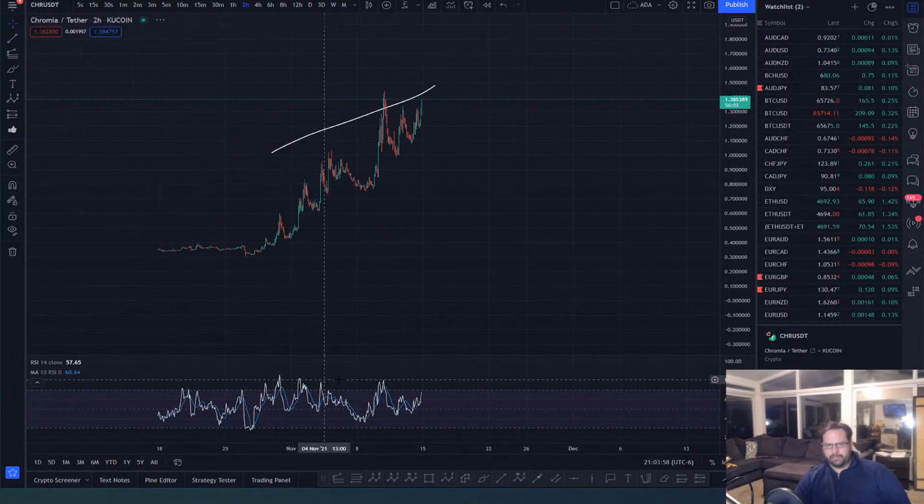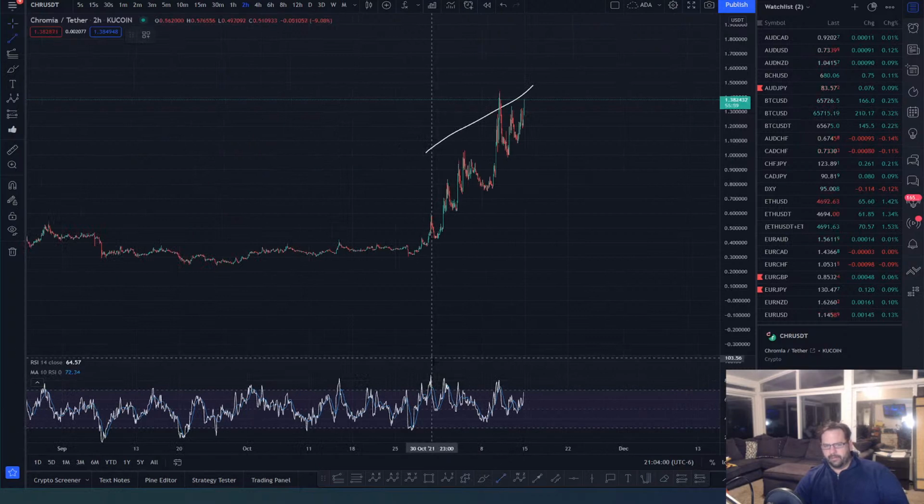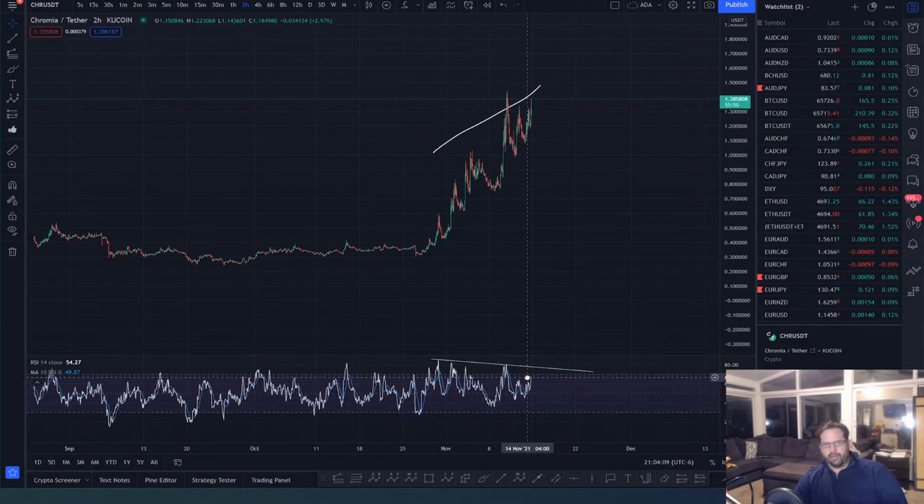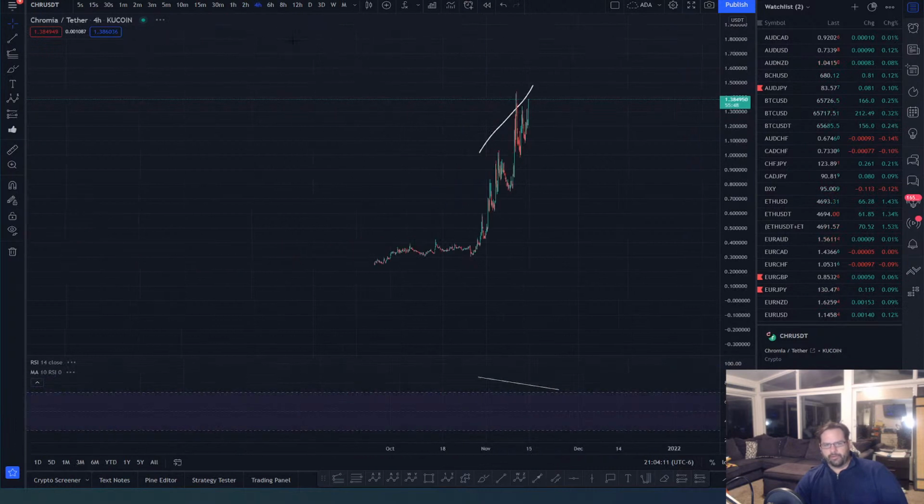If we get a rip to the upside, then it's gonna break that trend line right here. This is the 2-hour chart. Let's look at the 4-hour trend.